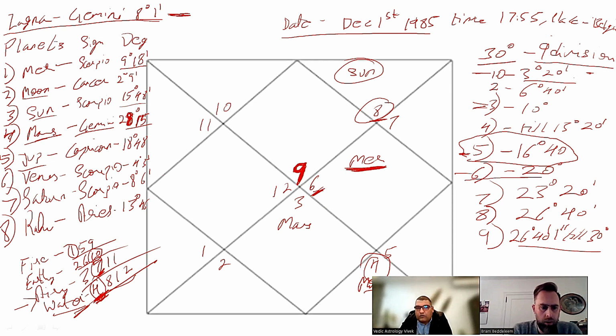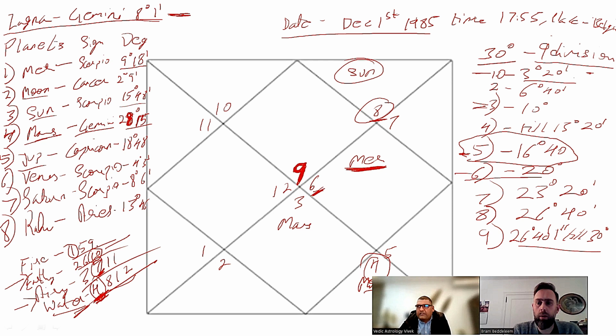We'll start counting from where? From the 10th itself, in the earthy sign category? The 10th is the cardinal or movable sign. We are taking the movable signs as a principle only, as a rule. Nothing else. So there are multiple ways.